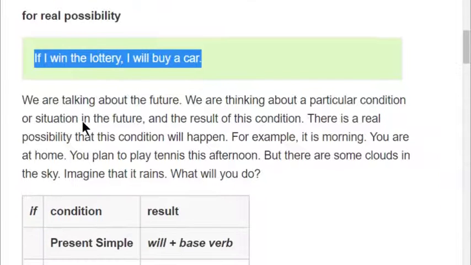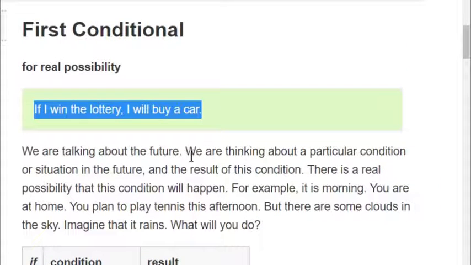Right. Now, when we are talking about the future, we are thinking about a condition or a situation in the future and the result. So you can think about it like, if I pick up my pen and let it go, it will fall. There is a real possibility that it will happen.